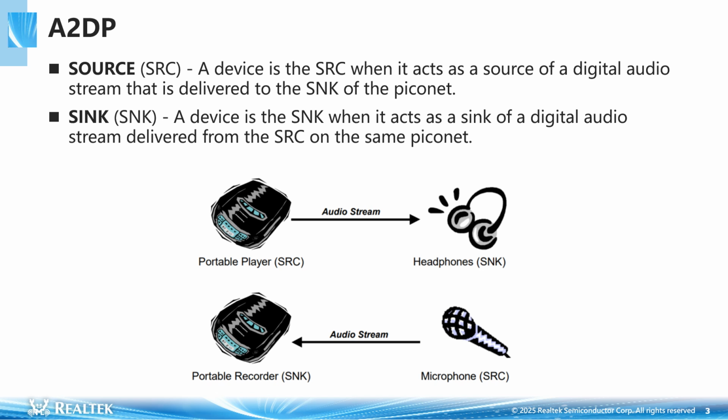As shown in the diagram, when a music player is connected to headphones, the player transmits music to the headphones, with the player acting as the SRC role and the headphones as the SNK role. When the music player is connected to a microphone, the microphone sends the collected sound to the player, with the player acting as the SNK and the microphone as the SRC.